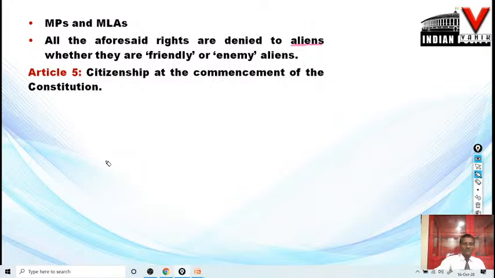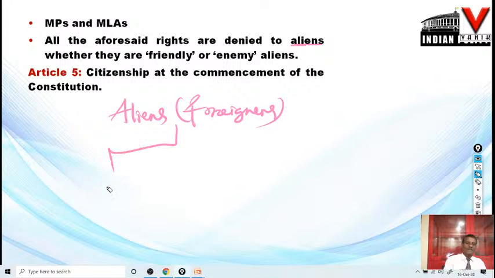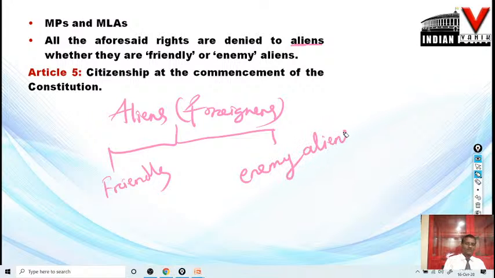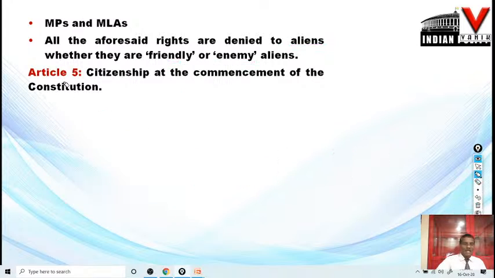What are aliens? Aliens means foreigners, and there are two types of aliens: one is friendly aliens, and another is enemy aliens. Friendly aliens are the citizens of those countries with which India has friendly, congenial relations. Citizens of enemy countries are called enemy aliens. Whether they are friendly or enemy aliens, the above rights are not available. So that is the thing, and then we shall discuss the provisions.